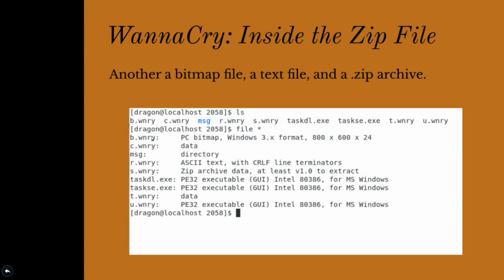So these are a list of all the files that were decrypted. And using the file command on all of them gives us a little more information. Here we see a text file, a bitmap file, and another zip archive.